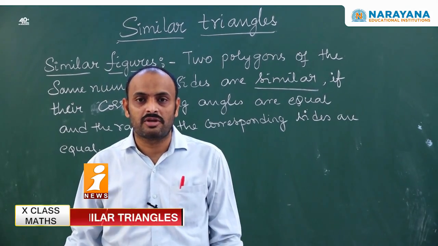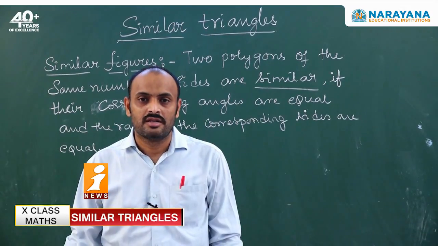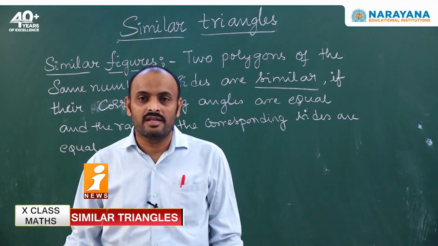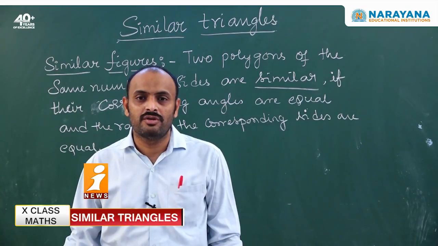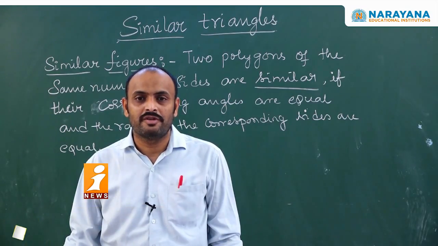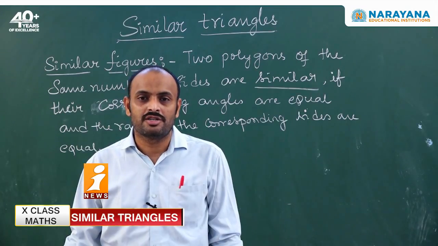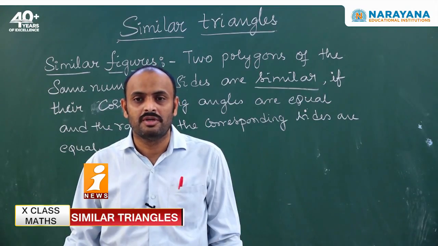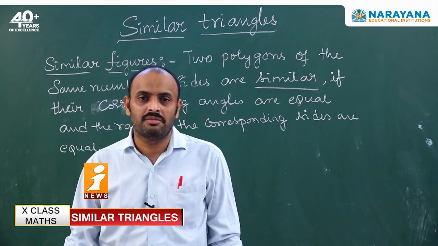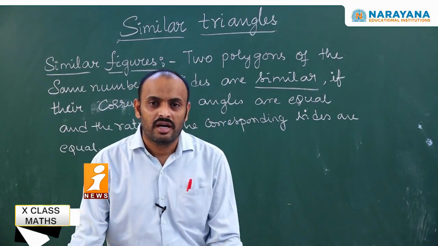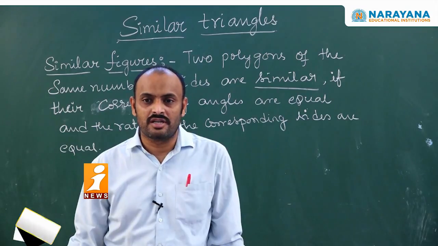We are going to start a chapter called similar triangles. In this chapter, from the exam point of view, you will get one 4-mark question, that is from Pythagoras theorem or from ratio of area of similar triangles or from similarity criterions or from basic proportionality theorem, and one of the constructions also is there.